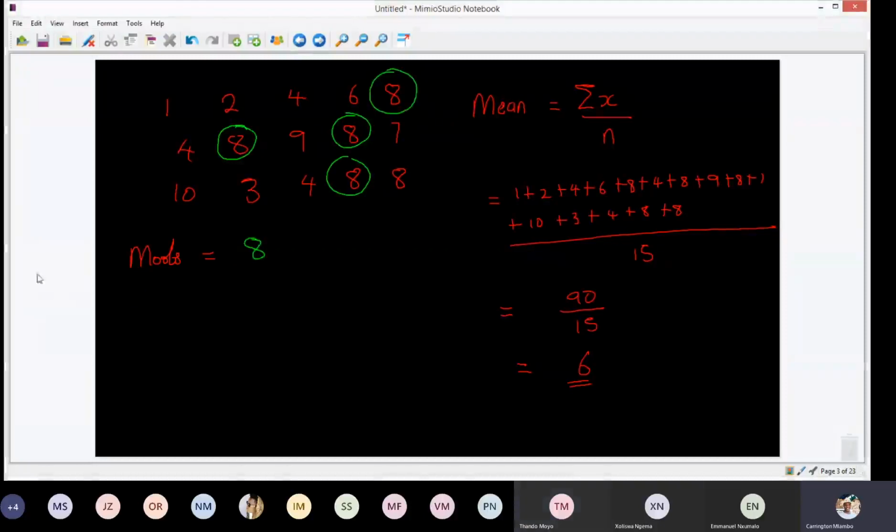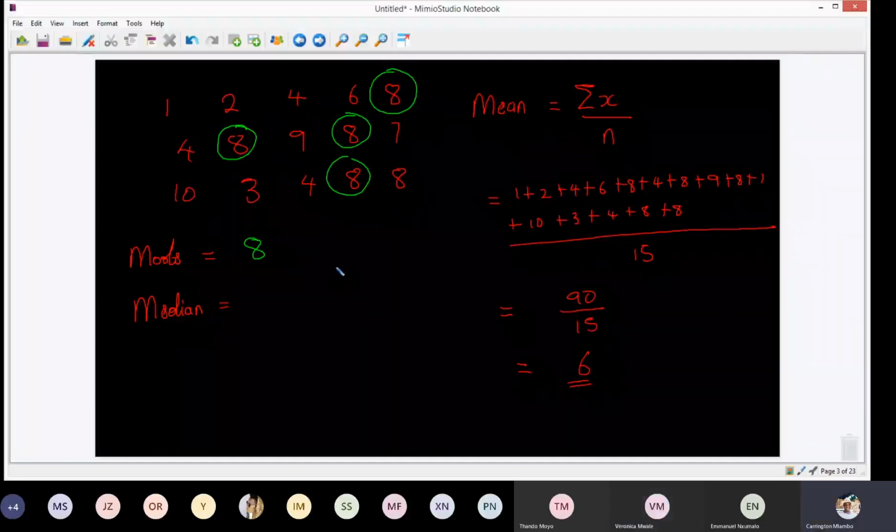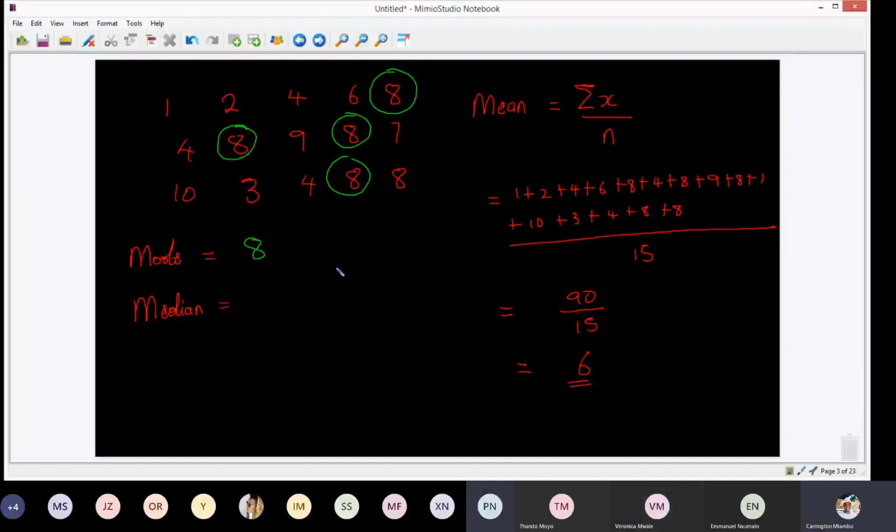What about the median? How do you get the median, Sir, in this case? It's the largest number minus the smallest number. No, you're talking about the range. Sir, isn't the median like rearranging the numbers and finding the middle number? Yes, we rearrange the numbers.